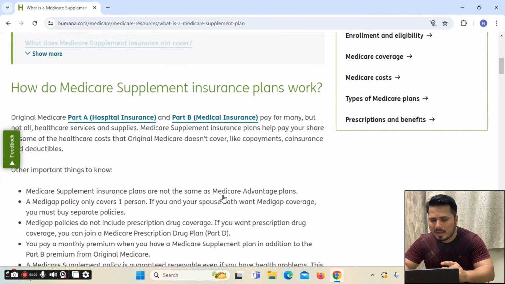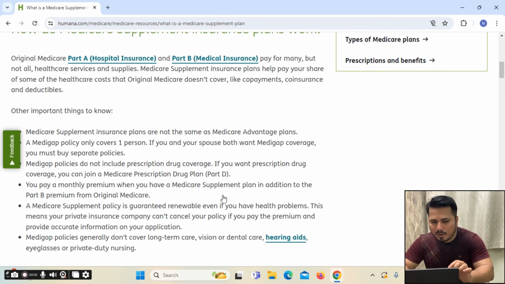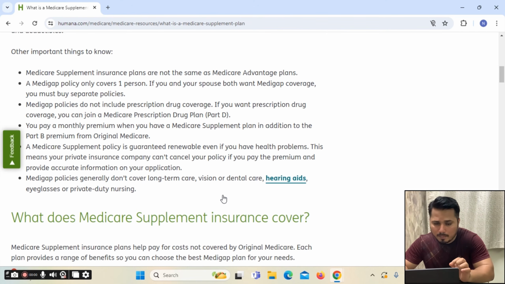How do Medicare supplement insurance plans work? Original Medicare Part A hospital insurance and Part B medical insurance pay for many, but not all, healthcare services and supplies. Medicare supplement insurance plans help pay your share of some of the healthcare costs that original Medicare doesn't cover, like co-payments, co-insurance, and deductibles. Other important things to know: Medicare supplement insurance plans are not the same as Medicare Advantage plans.